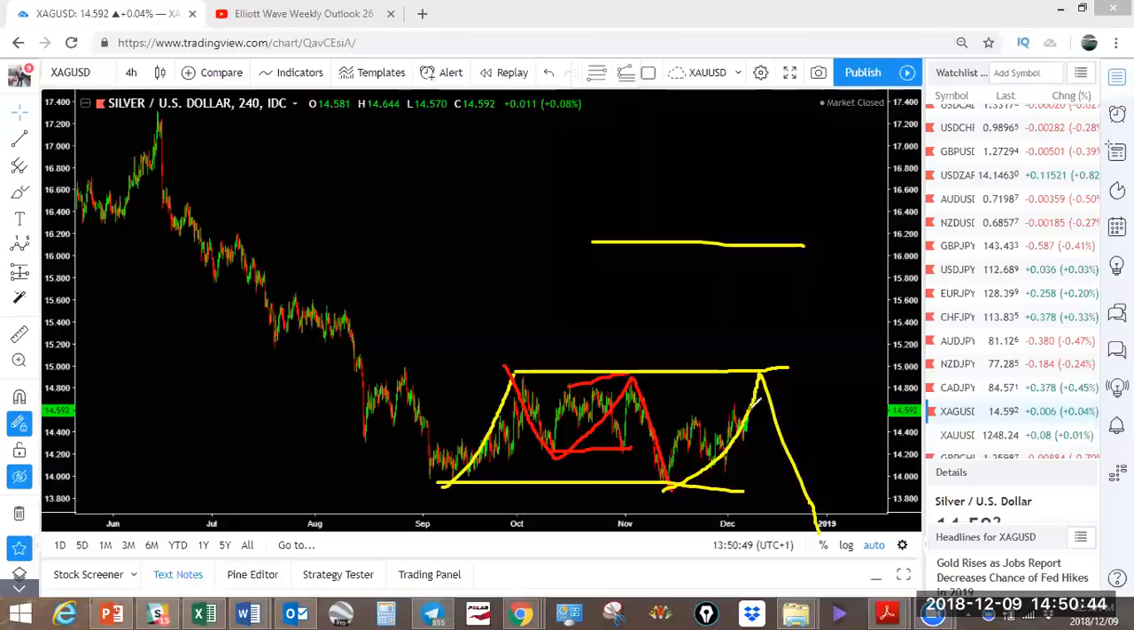So let's see if this one is going to push up higher and drop like this, because this will be a W, X, Y, and then a drop. And then this will be a W, X, Y, and then we'll get the last move to the upside before we get the drop. Okay, so that's all I had for this week.